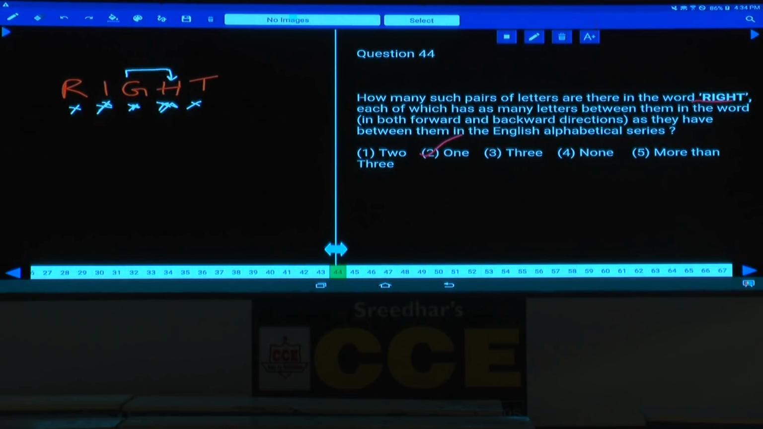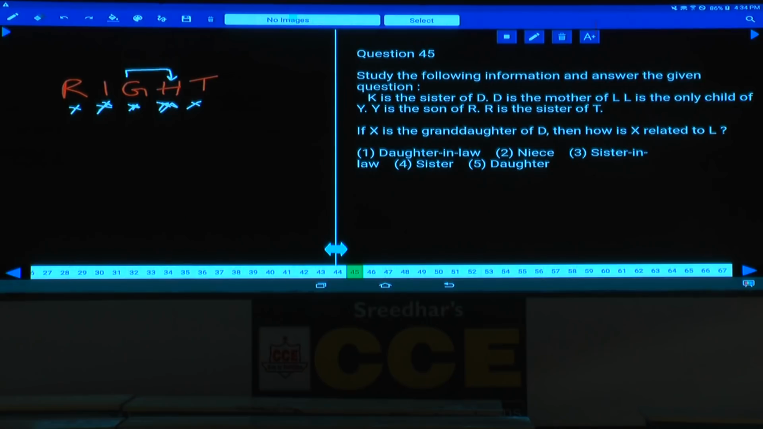Then question number 45. Now this is for question numbers 45 to 47.